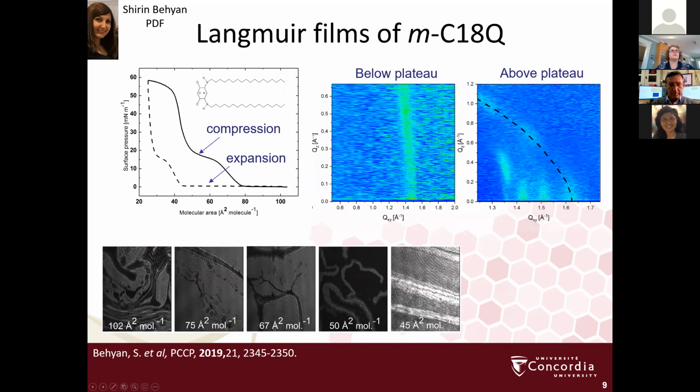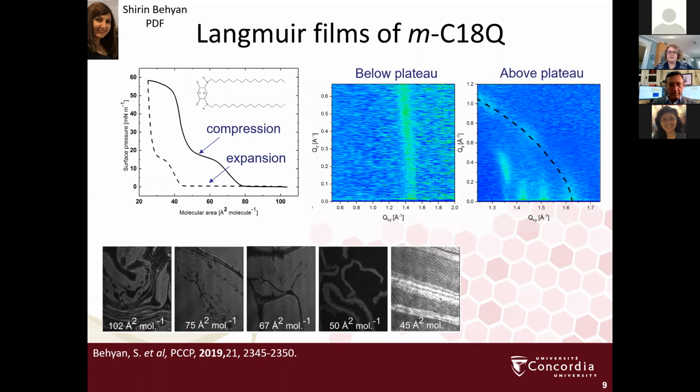So the first thing we notice is that below, we did the diffraction measurements, which we've done at the BL-WAS beamline. And below the plateau, so at 5 millinewtons per meter, we have an oblique lattice. So if you look here on a different scale, you'll see that these peaks here are in fact these two here. So it is an oblique lattice with a tilt of 28 degrees, no evidence of any head group organization, suggesting our head groups are fully hydrated.